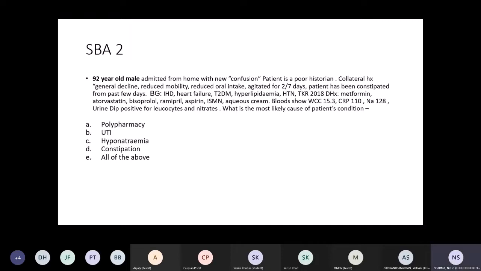So the correct answer is all of the above, because this patient is having everything under the sun. Polypharmacy, a very important reason for falls and for this condition. First we need to identify what the patient is going through. This is most likely delirium, and there could be multiple reasons for delirium, polypharmacy being topmost. UTI, any infection predisposes an elderly patient to delirium. Hyponatremia, another very important cause. Then constipation. Constipation is the most missed cause for delirium.